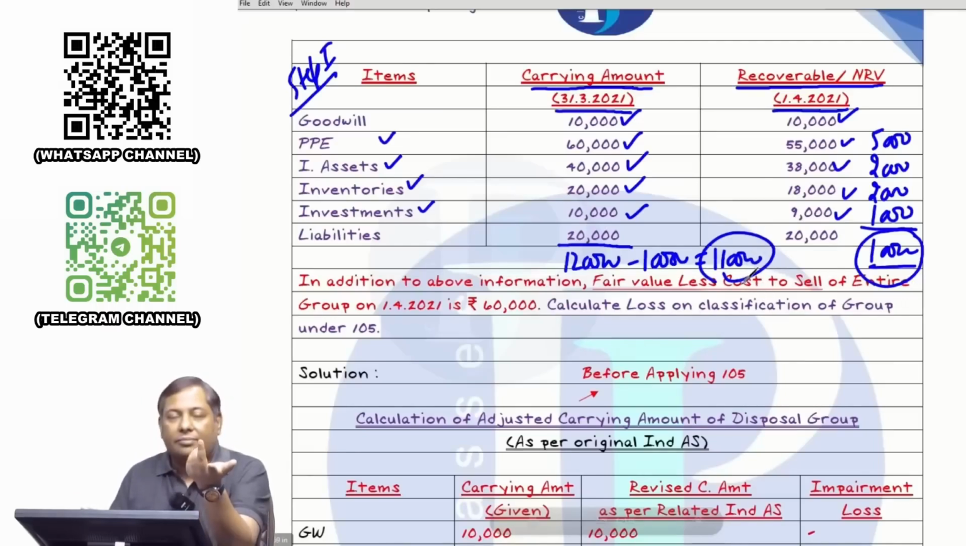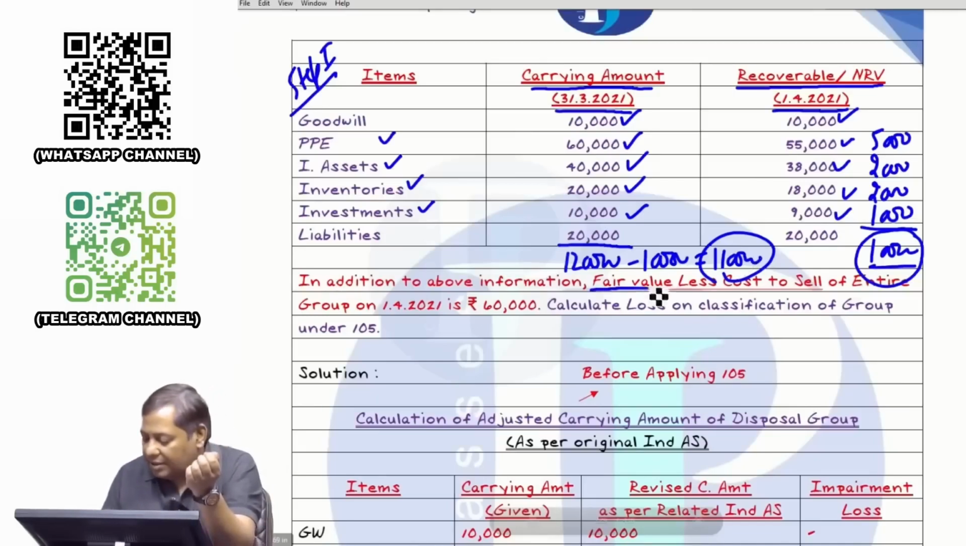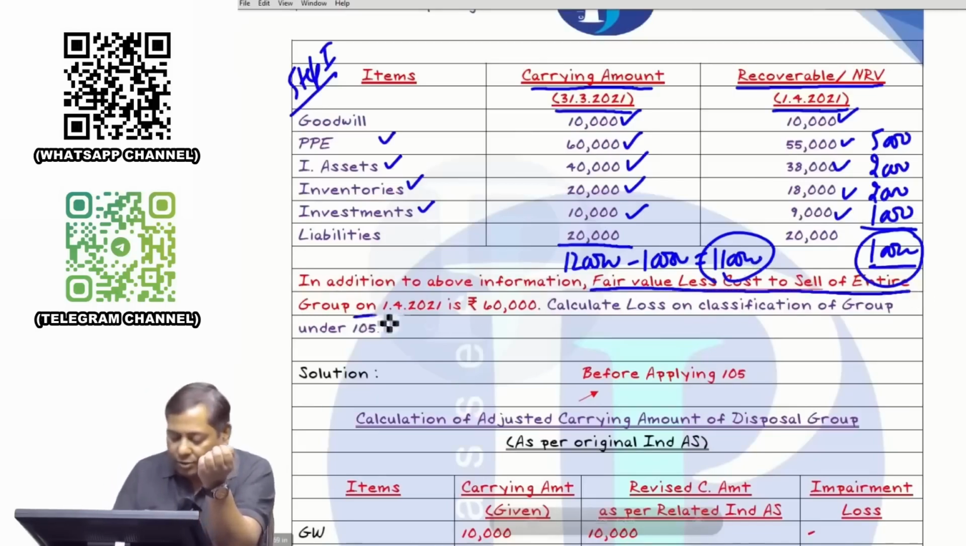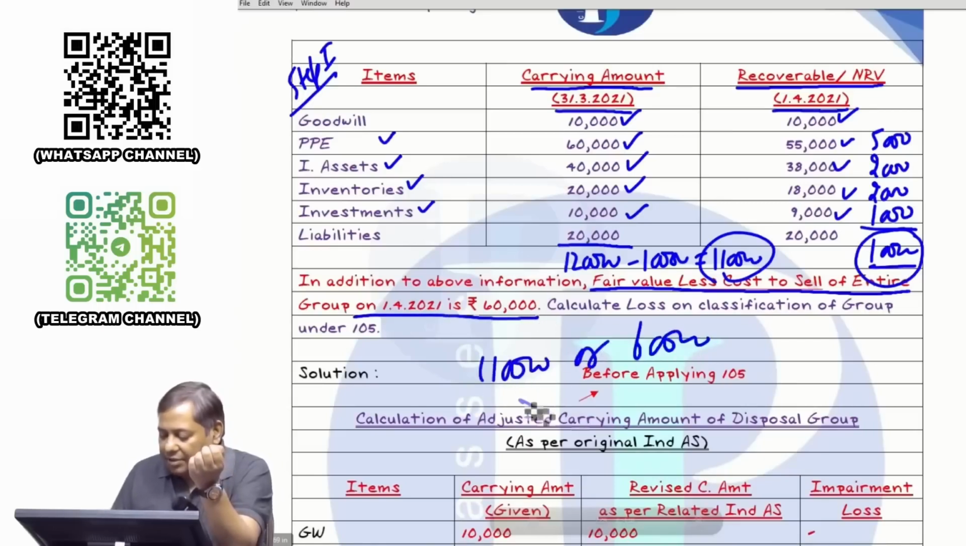How much is left? 110. This is your first step. In the second, what's the NSP? It's given. Fair value less cost to sell, this is 60,000. So between 110 and 60,000, whichever is lower, 60,000, 50,000 loss again.